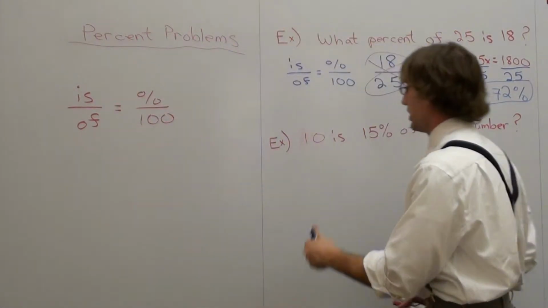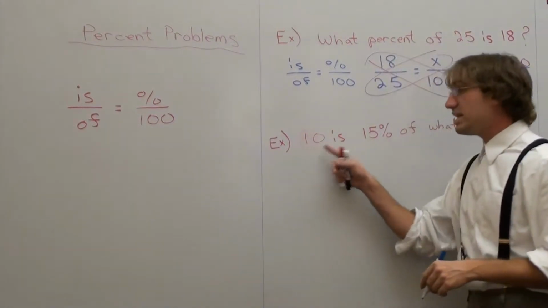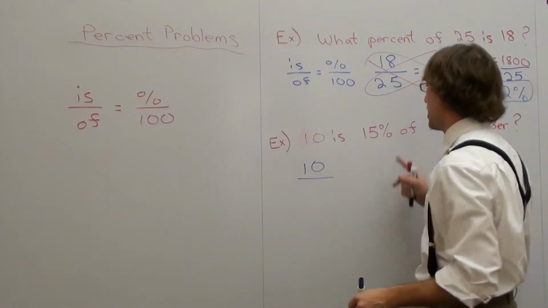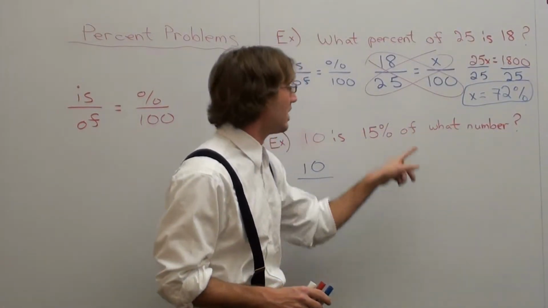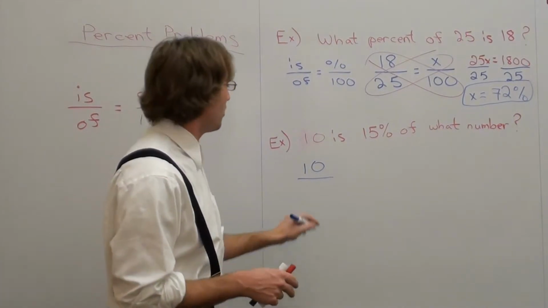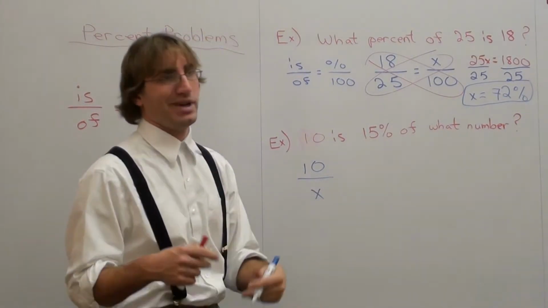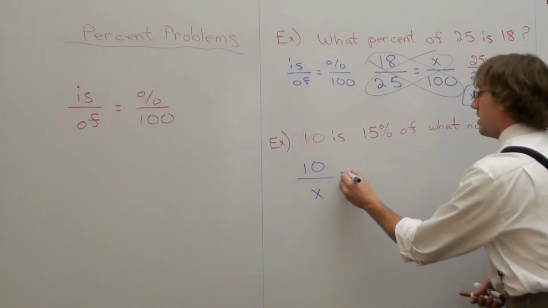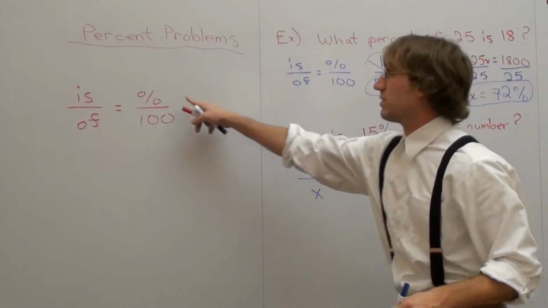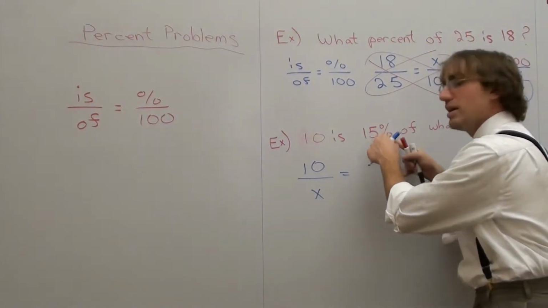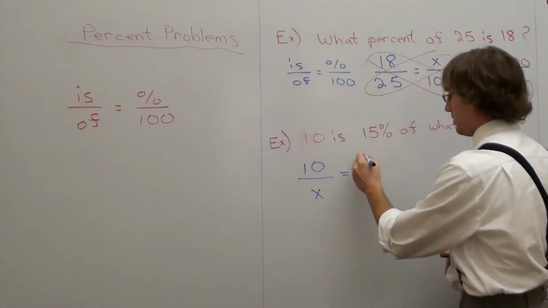And the next one is: 10 is 15% of what number? That's a little confusing for some students. The is is 10, because 10 is. Now some students are going to say the of is 15%. No, it says of what number? So you don't know the number. So you put in an x, or an a, b, c, whatever variable you like, equals. Now you're given the percent this time. The percent is 15. And how do you know it's the percent? It has a percent sign after it.